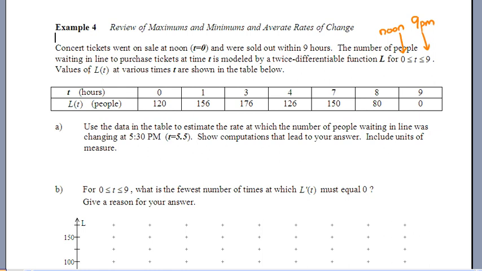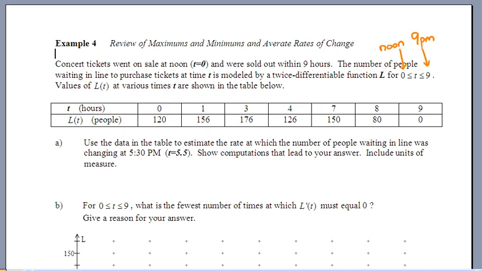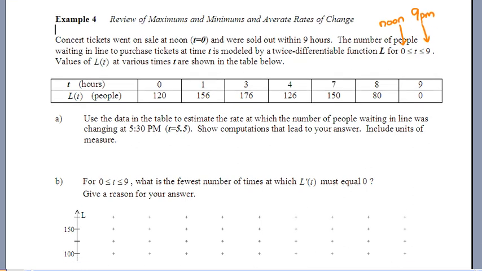So this L, don't think of that as linearization. I know we just were using L for that. That just means people in the lineup. And they've given you some discrete values: 7 different values for the number of people in line at different times. Looks like by 9 p.m. there was nobody left in line.